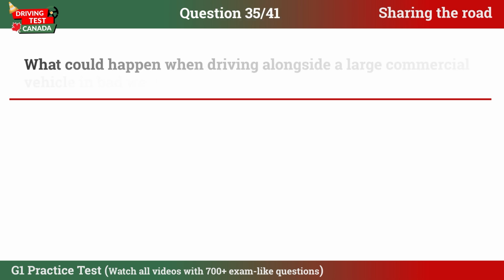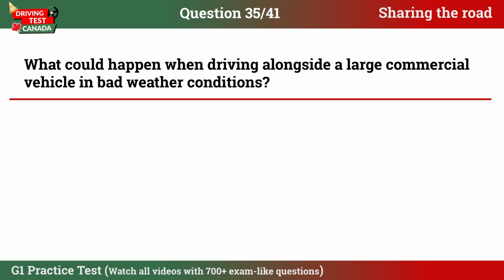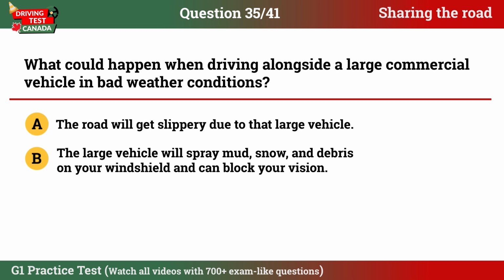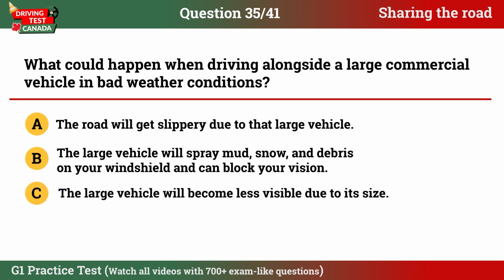Question 35. What could happen when driving alongside a large commercial vehicle in bad weather conditions? A. The road will get slippery due to that large vehicle. B. The large vehicle will spray mud, snow, and debris on your windshield and can block your vision. C. The large vehicle will become less visible due to its size. D. None of these.